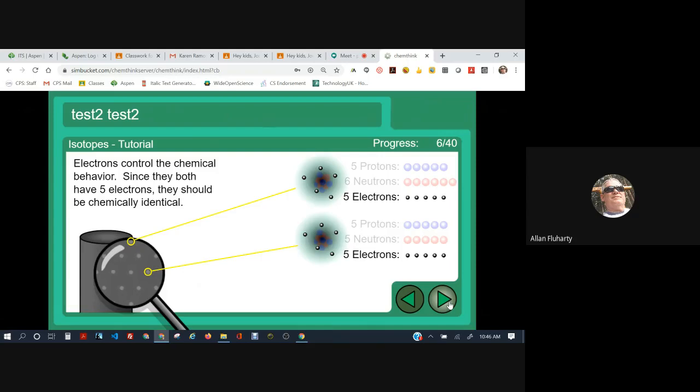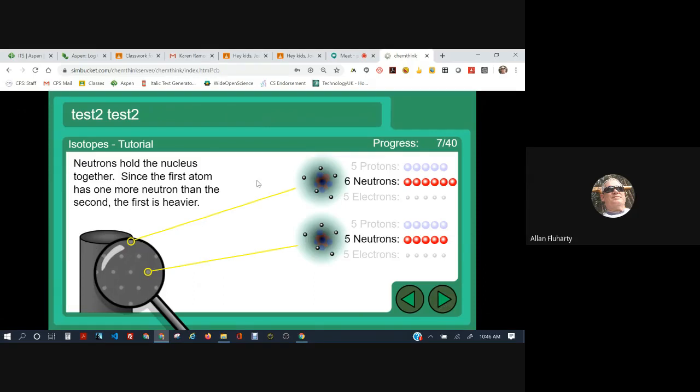Electrons control the chemical behavior. Since they both have 5 electrons, they should be chemically identical. Neutrons hold the nucleus together. Since the first atom has 1 more neutron than the second, the first is heavier. Remember, it's protons and neutrons that have the mass. The electrons are so incredibly smaller, 2,000 times smaller. We ignore the mass. These atoms are isotopes of boron.